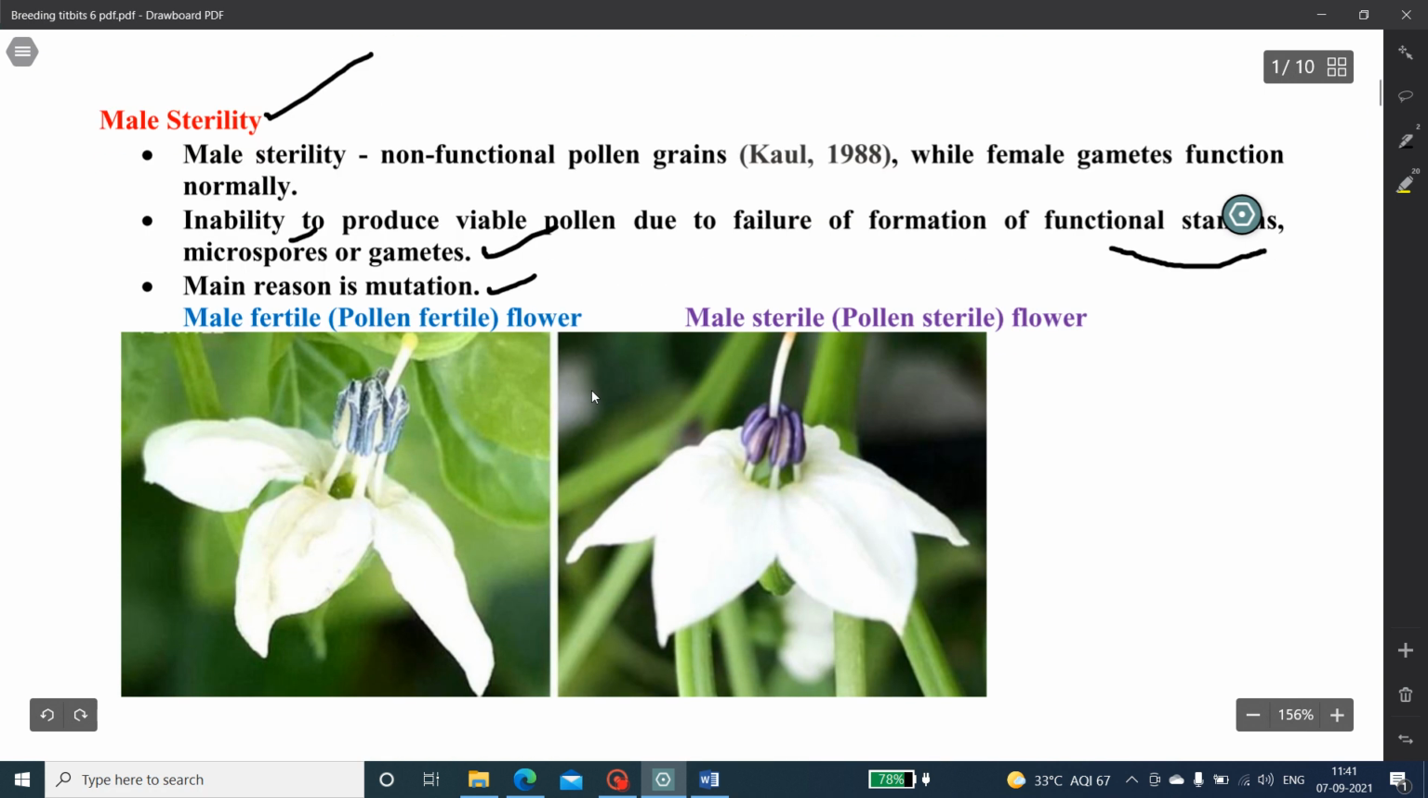Here I have given two flower diagrams. The left one is the male fertile flower that will give viable pollen. If you look at the right side figure, this is the sterile parent. The pollen is sterile. In the left diagram, the pollens are very viable and the anther lobe is big, while in the right diagram, the anther is almost closed. There is no anthesis at all.